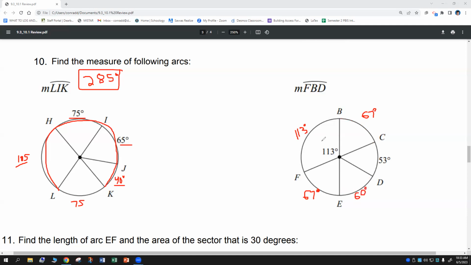All right, and now we can solve for our arc measure. We're looking for FBD. So it's going to be 113 plus 67 plus 53, which should be 233 degrees. Right, it's 120 plus 113, yep, 233 degrees.